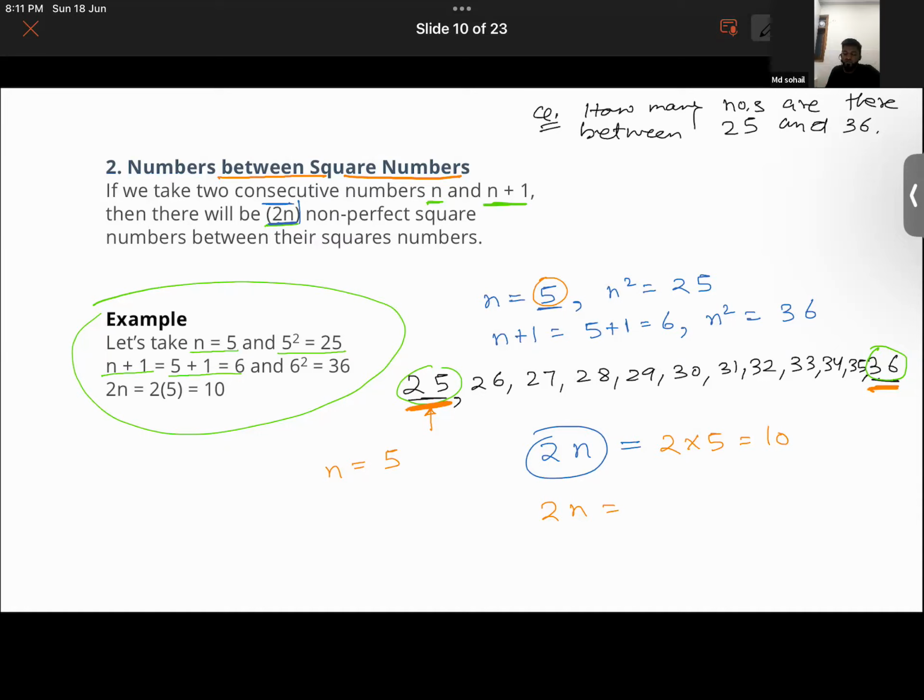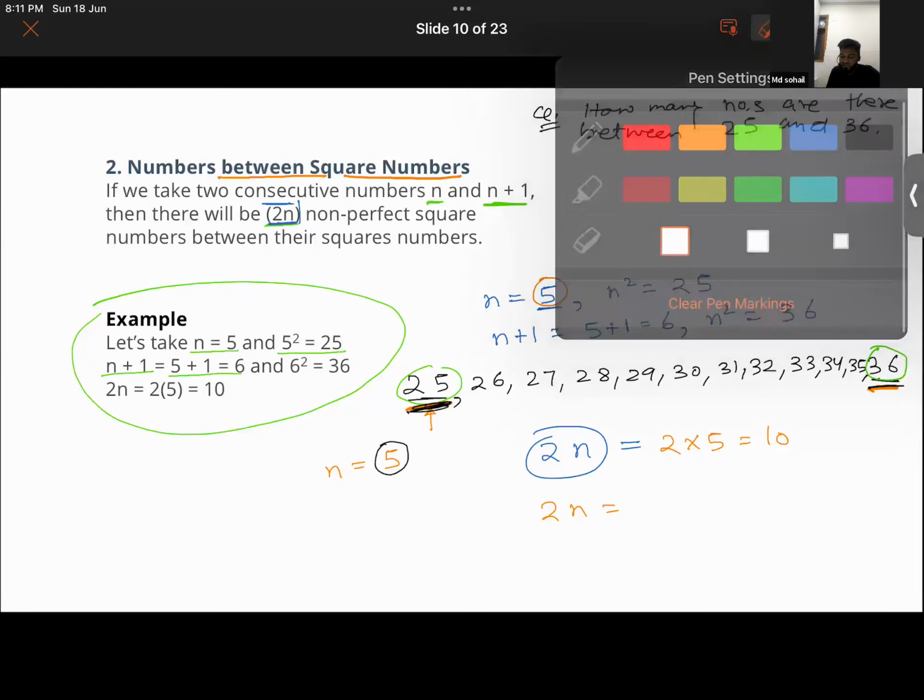But if you have larger numbers, then it will be difficult. That will take too much time to calculate. So what we need to do is write 25 on one side and 36 here. Now 25 is the square of which number? It is the square of 5 here, right, guys? Are you getting this, or is it a little confusing?